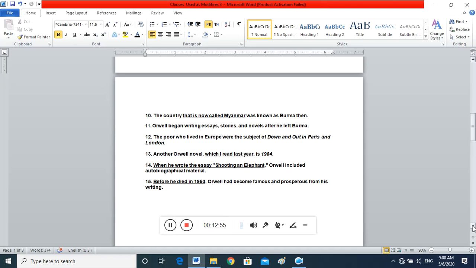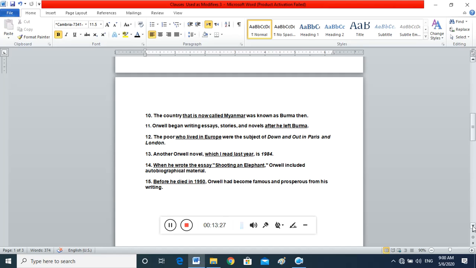When he wrote the essay Shooting an Elephant, Orwell included autobiographical material. Autobiographical material, yes. It describes included. An adverb, yeah.